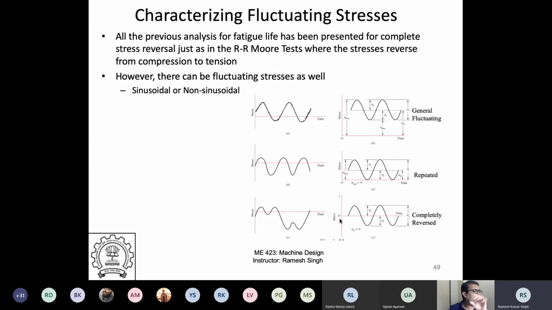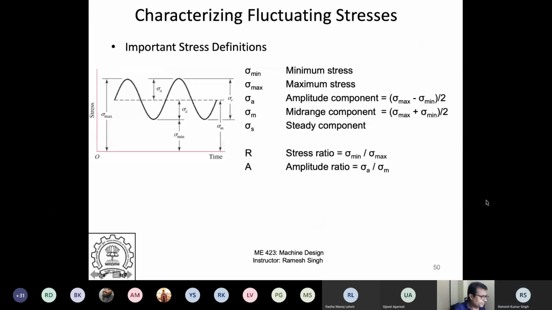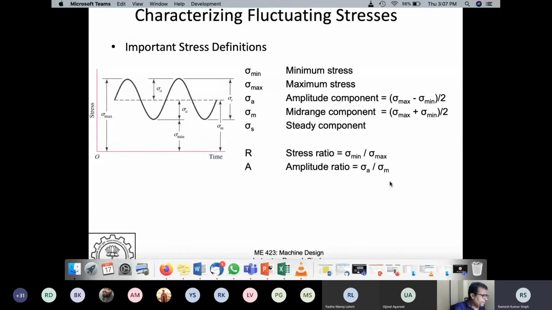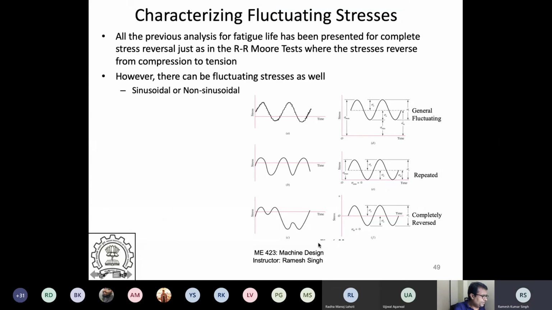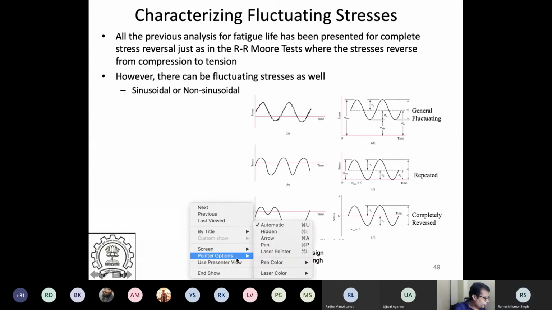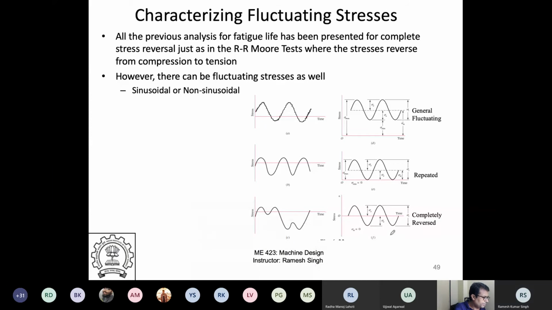So basically, any stress loading, if I have, most of the things which we formulated in the beginning part of the fatigue course were for fully reversible loading. Fully reversible basically means that you have something like this.